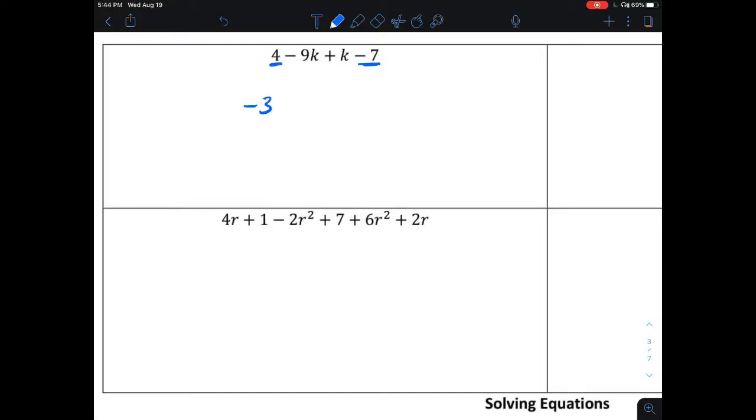And now we look at the k's. Well, the k's here, I have -9 and I have positive k. So -9k and a positive k, I put them together, so -9 plus 1 gives me -8k's. So there's our simplified form here.